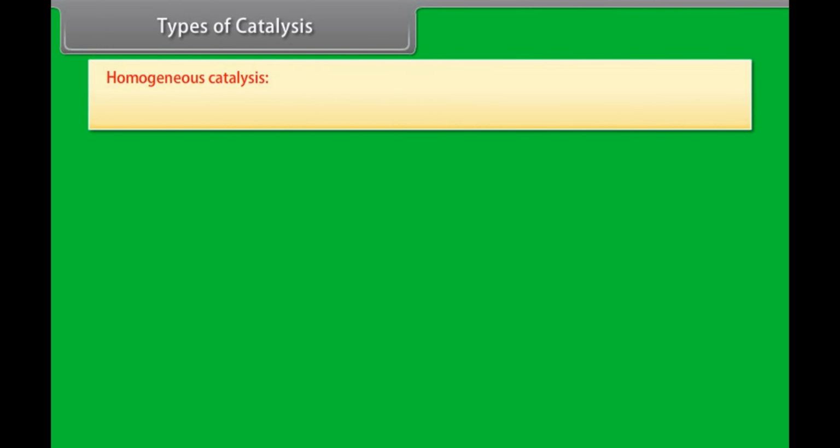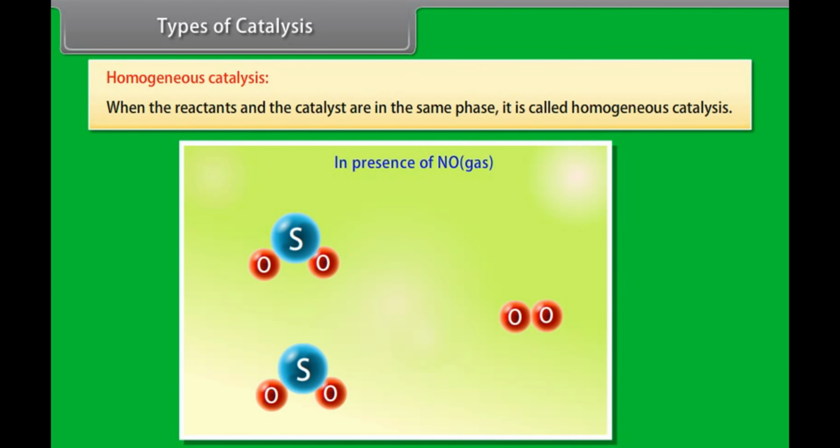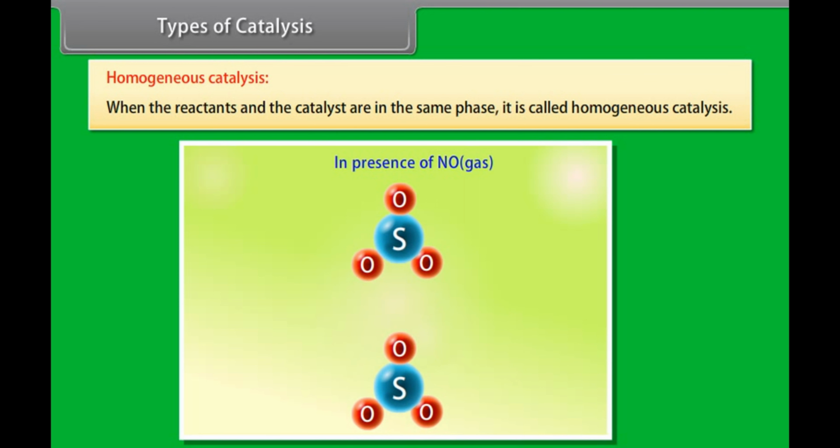The catalysis reactions are of two types: homogeneous catalysis and heterogeneous catalysis. Homogeneous catalysis. When the reactants and the catalyst are in the same phase, it is called homogeneous catalysis. For example, oxidation of sulfur dioxide into sulfur trioxide in presence of nitric oxide in the lead chamber process for the manufacture of sulfuric acid. Reactants, sulfur dioxide and oxygen, and the catalyst, nitrous oxide, are all in the same gaseous phase.